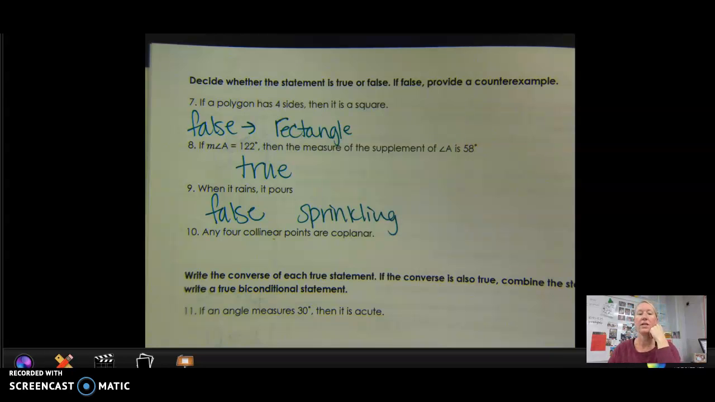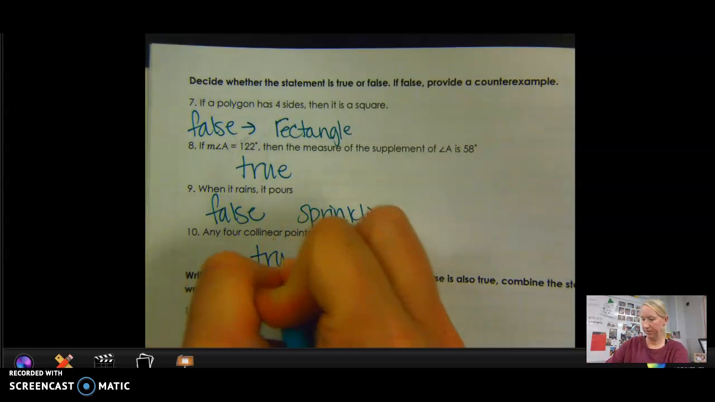Any 4 collinear points are coplanar. So they're saying if I have 4 collinear points, then they're also on some plane together. Well, that's true, because if I can draw a line through them, there's a plane that goes through them also, so that one would be true.